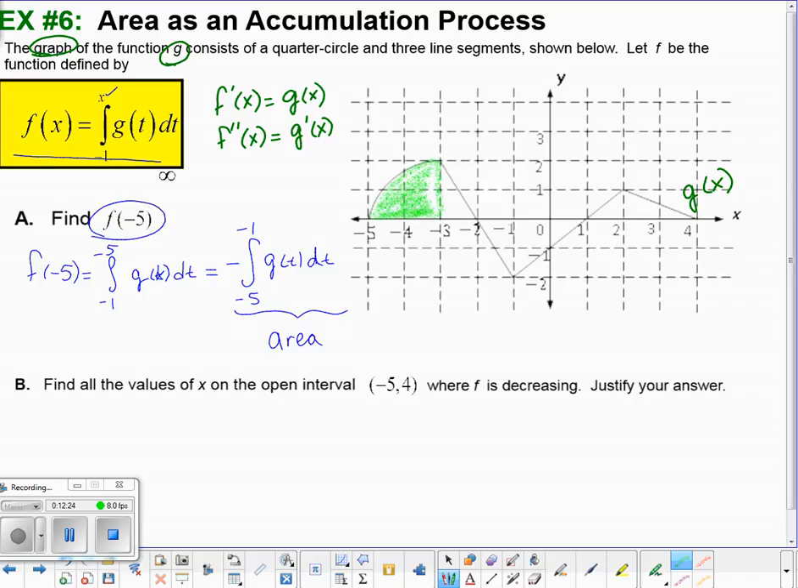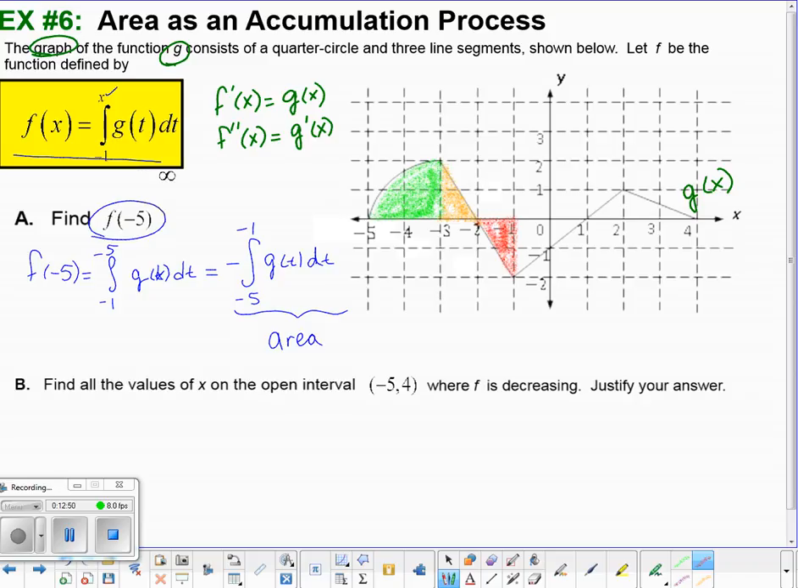taking us from -5 to -3. Then I run with a triangular region. And then to get to -1, I've got another triangular region. You know what? Let's put that in a different color. Let's highlight that one in maybe red. Okay. And that's the value of f of -5.